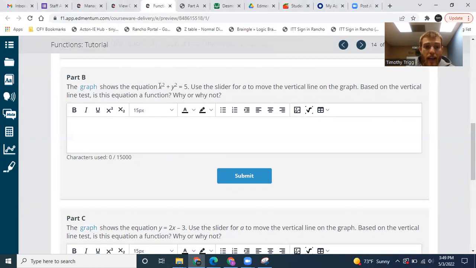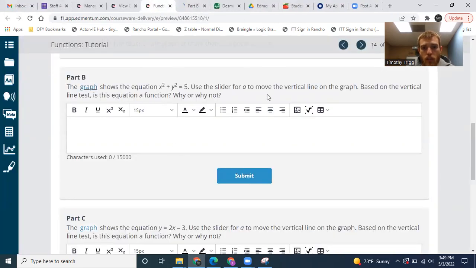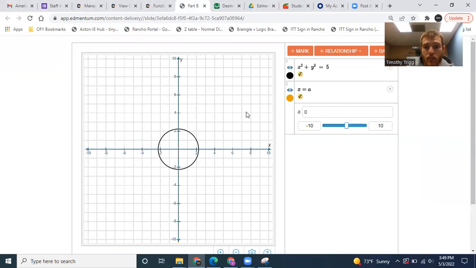All right, this graph is x squared plus y squared equals 5. Okay, so using the slider, move A based on the vertical line test. So we just want to state whether this is a function or not, whether it passes the vertical line test or not. So this graph produces a circle, okay?